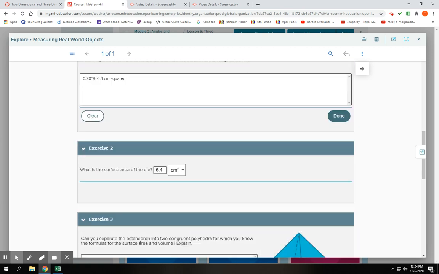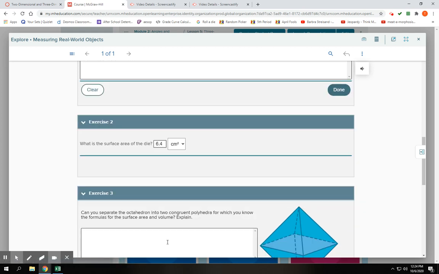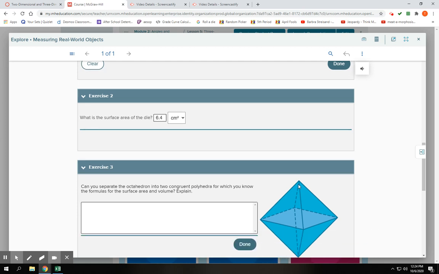Can you separate the octahedron into 2 congruent polyhedra for which you know the formulas for the surface area and volume? Explain. Yeah, you can find the volume of just the top part. You can find the volume of just the bottom part and add them together to get the volume for the whole thing. You can also find the surface area of just the top. You can find the surface area of just the bottom and add them together to get the surface area of the whole thing.